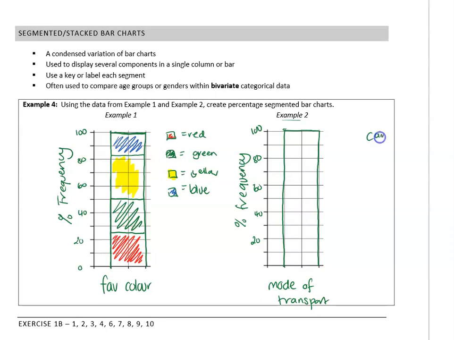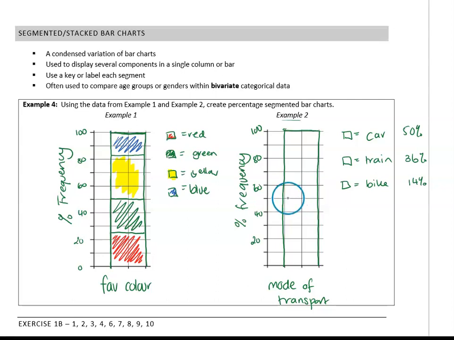So again, we had car, we had 14 respondents in total. 7 of them said car, so that's 50%. Our train, we had 5 respondents out of the 14. That gives us 36%. And finally, we had bike with 2 respondents, so that was 14%. Okay, so same thing again. I start from the bottom, work my way up. It doesn't actually matter which order you do these in, as long as you have the right size matching the right category and that you show that with that key.